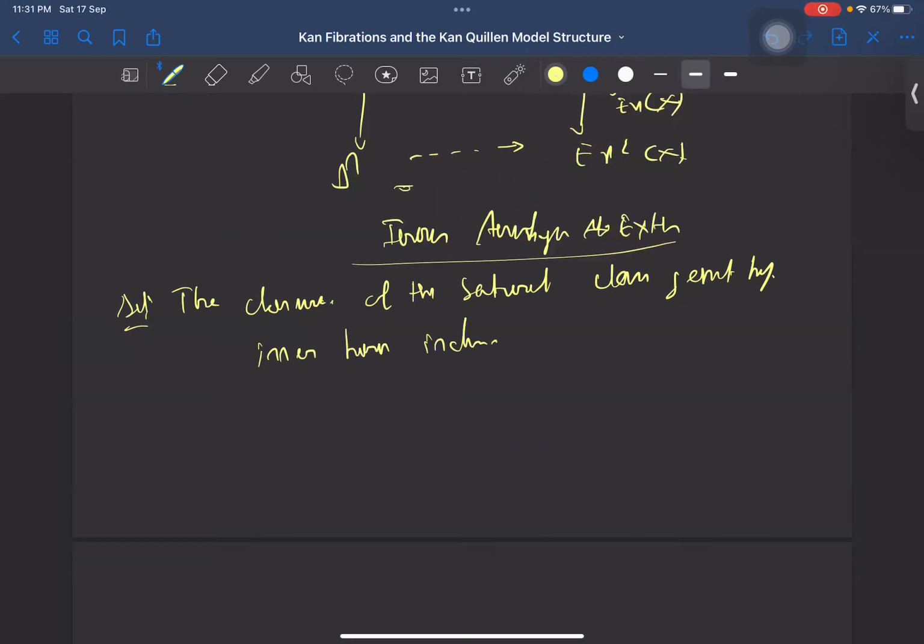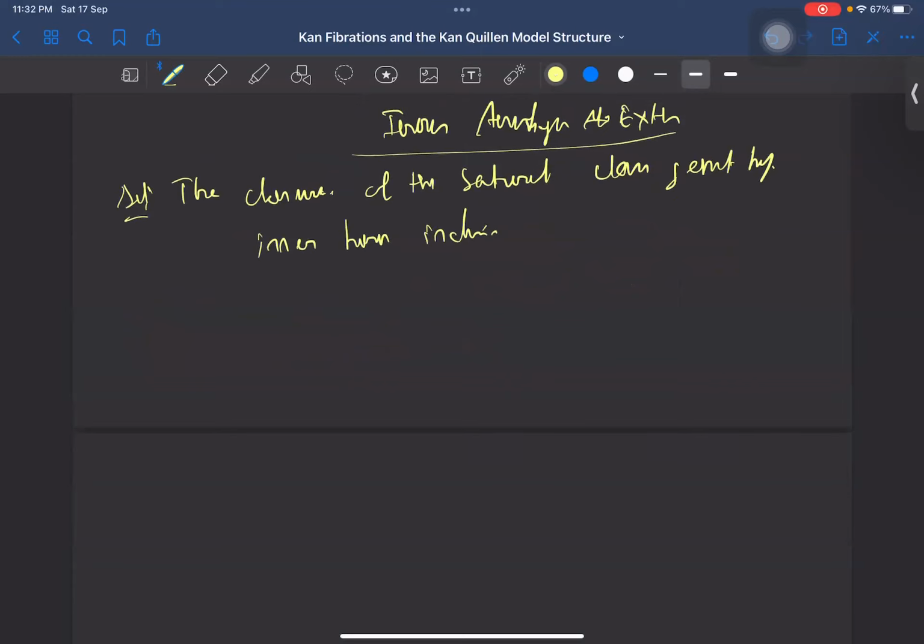Let me try to remember, sorry again. I hope I'm not saying this wrongly. Let me pause for a second. Yes, we can think of it like that. I'm not super sure, but I think this is the way. Horn inclusions, right, not just horn inclusions, yes, this is correct.